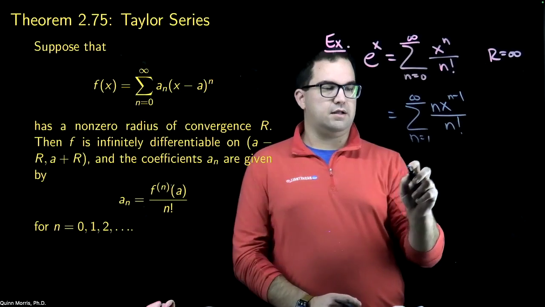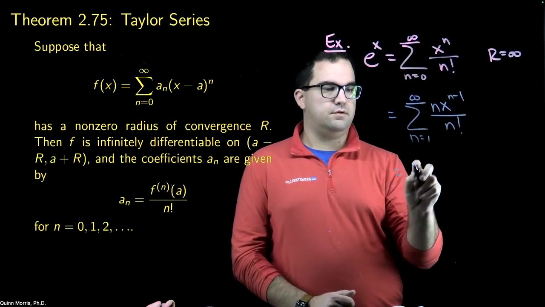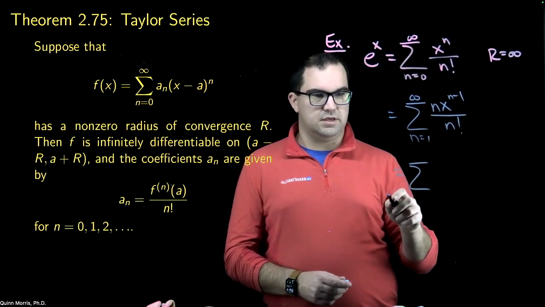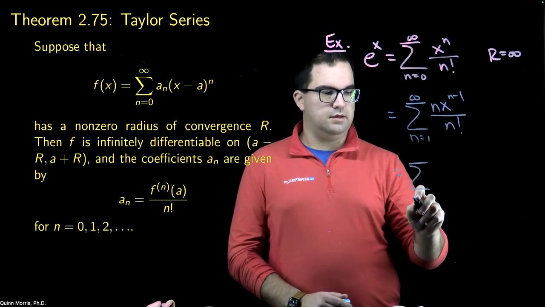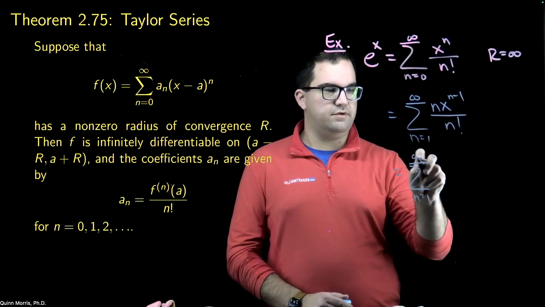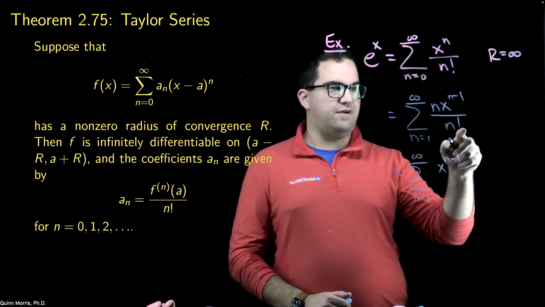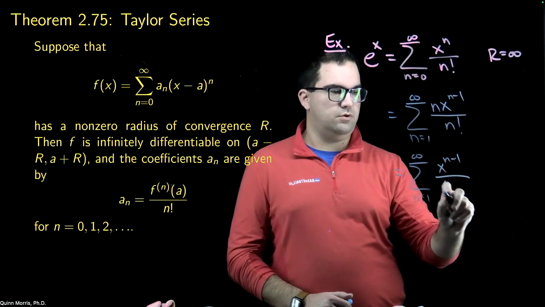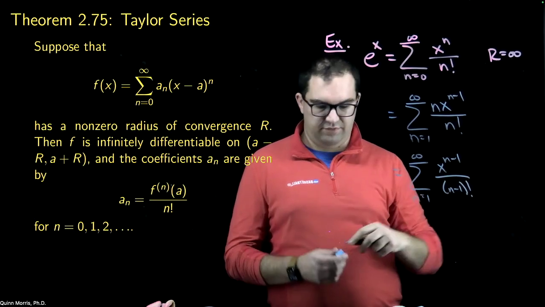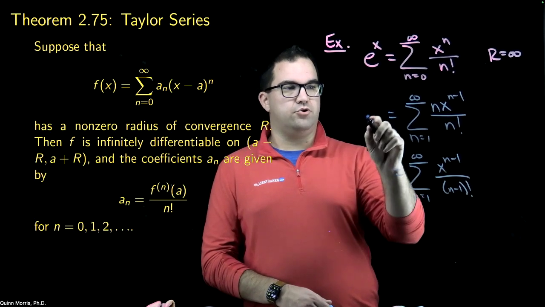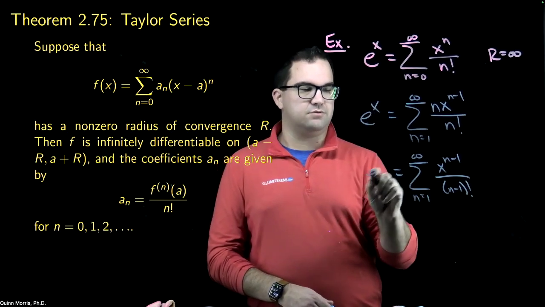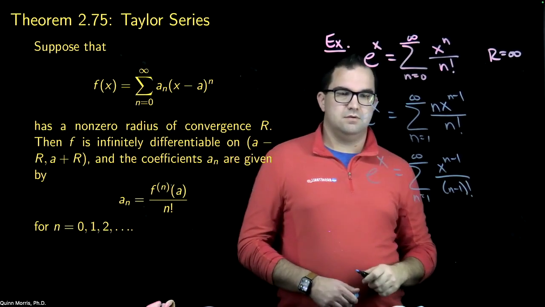Okay. And if I clean that up a little bit, this would be the sum n equals 1 to infinity of x to the n minus 1 over n factorial. A factor of n will cancel, and I'll be left with an n minus 1 factorial here. So these are all the derivatives. But the derivative of e to the x, right, is just e to the x, right?